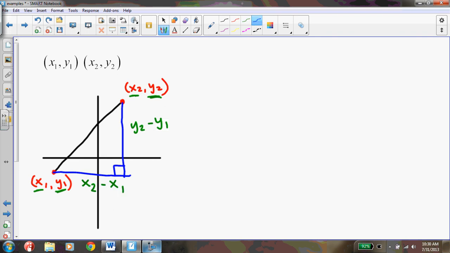Now I can use this information and the Pythagorean theorem, a squared plus b squared equals c squared, to generate a formula that will work with any situation. So I'm going to plug in what I know. I'm going to say that a is the difference of the x values, x2 minus x1 squared.